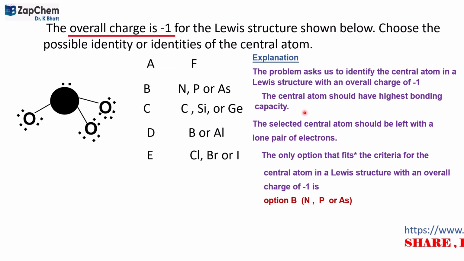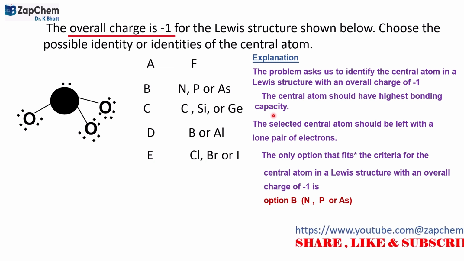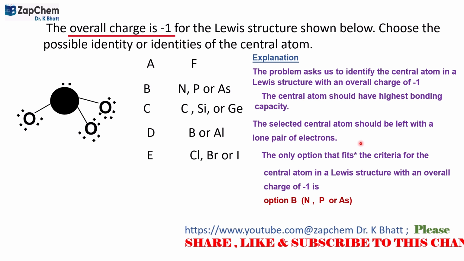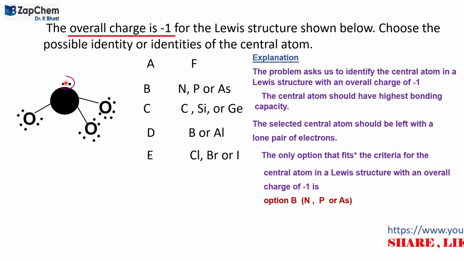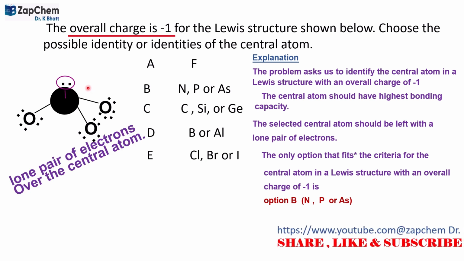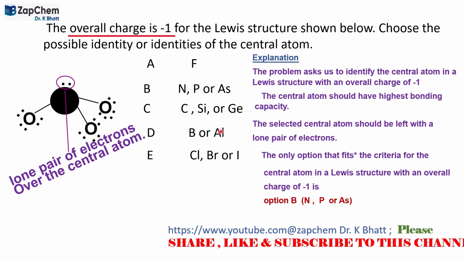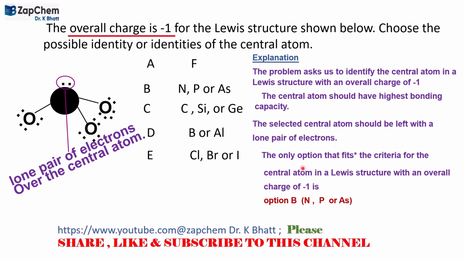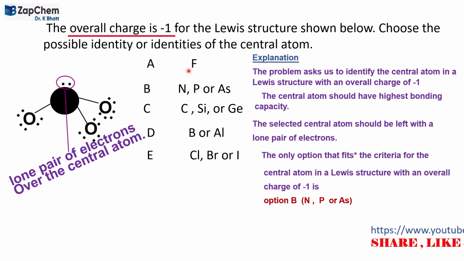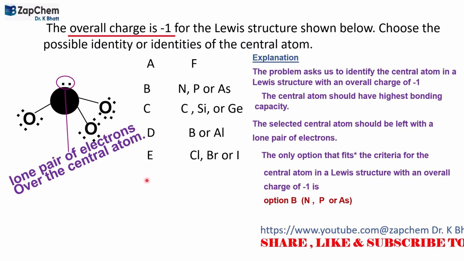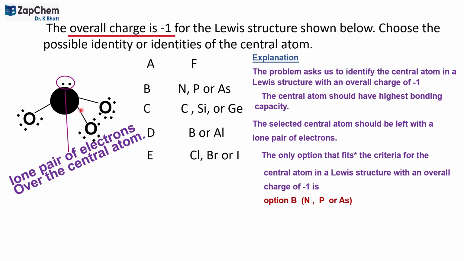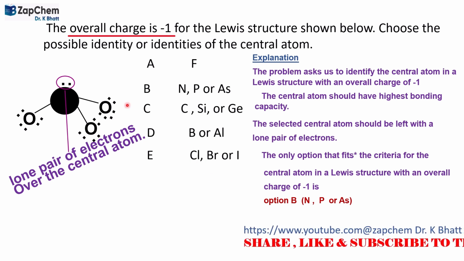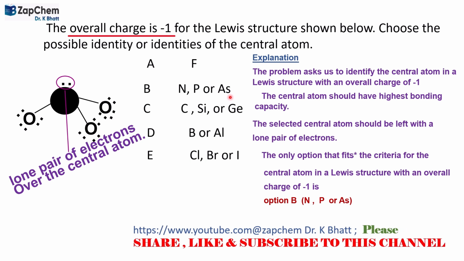अब मतलब ये हुआ कि सेंट्रल एटम में हाईएस्ट बॉन्डिंग कैपेसिटी होना चाहिए and the central atom should be left with one lone pair of electron as shown here. We find there is one lone pair of electron in the central atom. और इसके बाद अगर हम देखें तो केवल एक ही ऑप्शन है out of 5 options given here which would fit properly into the central atom, and that option is option B, that is nitrogen, phosphorus or arsenic.